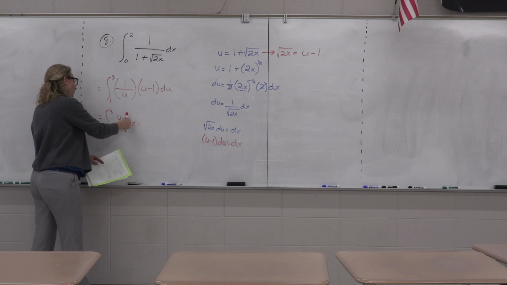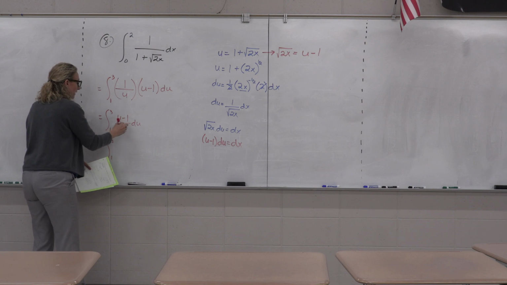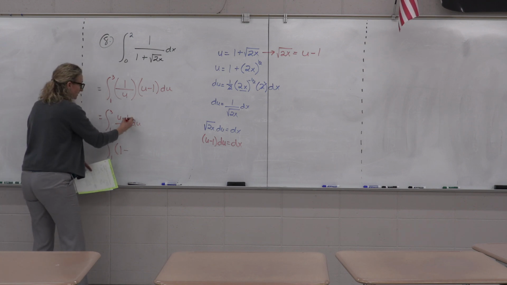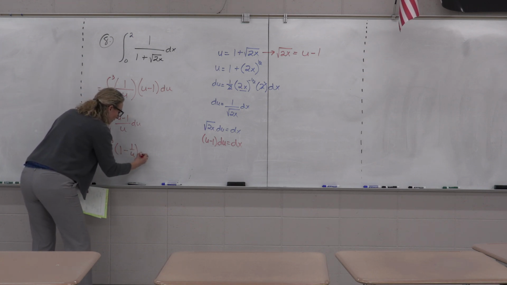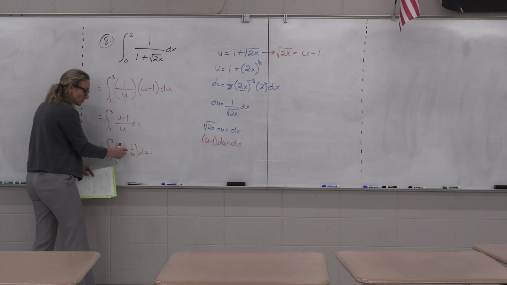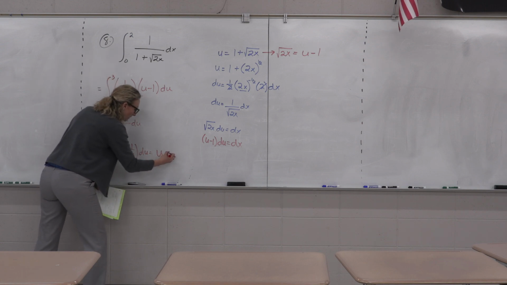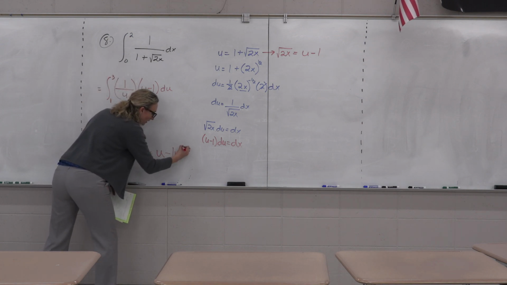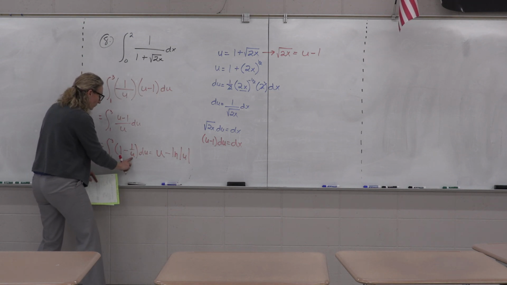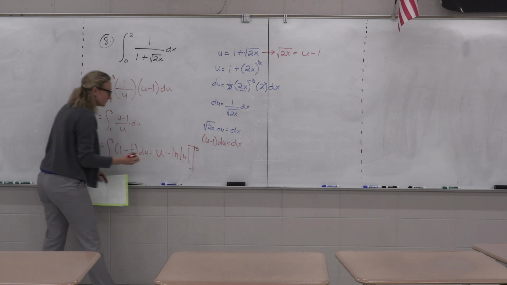I can divide u into each piece. So it's the integral from 1 to 3 of u divided by u, which is 1, minus 1 over u du. So now I'm just going to take the antiderivative of each piece individually. Antiderivative of 1 du is u minus the natural log absolute value of u, no plus c needed. This is the 1 over u rule, evaluated from 1 to 3.